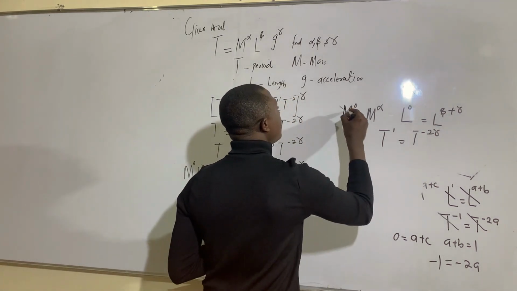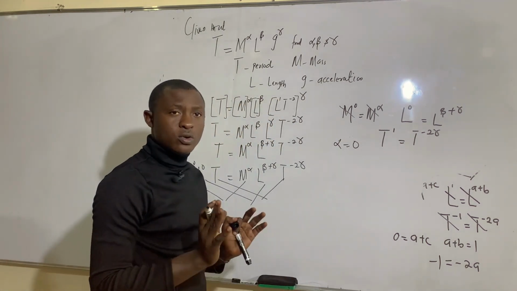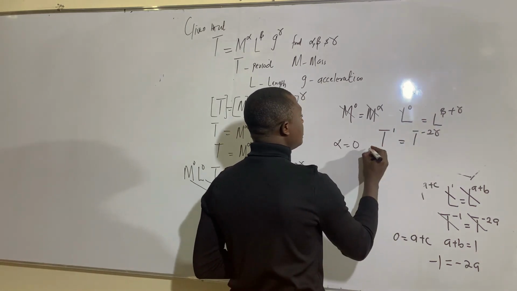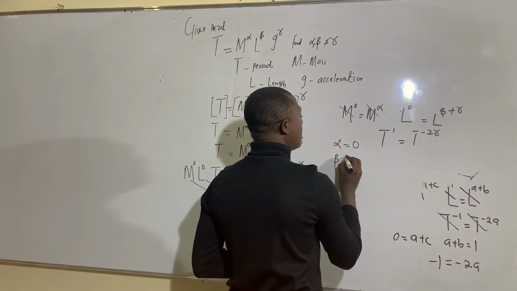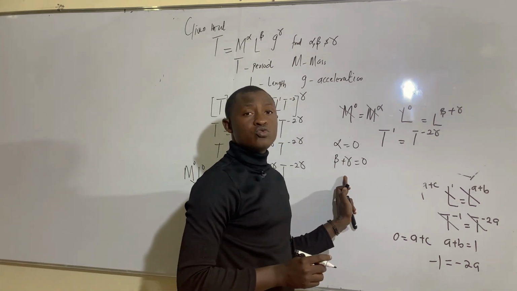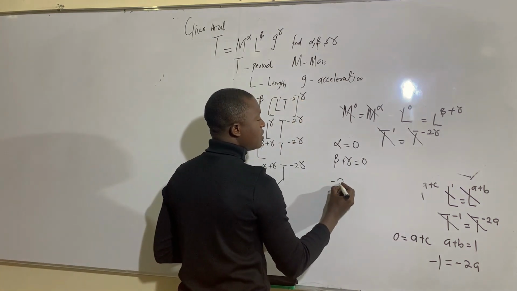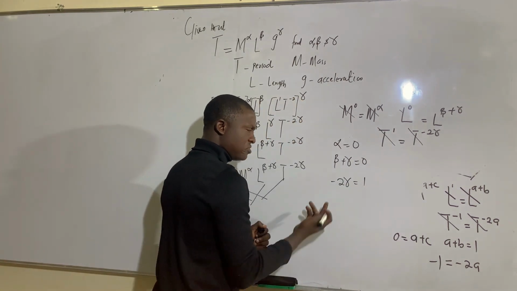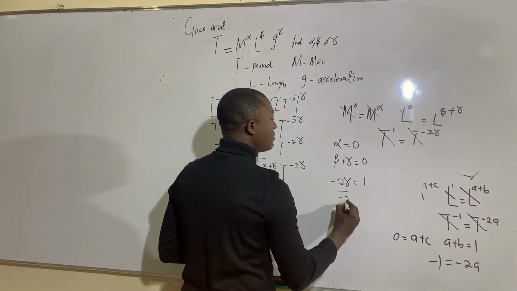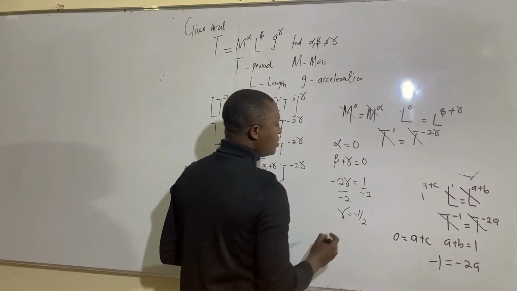So in the first one, if M cancels M here, luckily our alpha is equal to 0 because it only contains one unknown. In the second one, if the L cancels here, just like indices, we are equating them, meaning beta plus gamma is equal to 0. Now here I cannot find any value because it has 2 unknowns. So the third one, if this cancels this, that means we have minus 2 gamma equal to 1. Of course, I can find the value of gamma because here it has just one unknown. So divide by minus 2 on both sides, gamma is equal to minus 1 over 2.